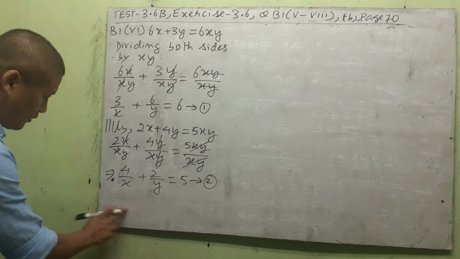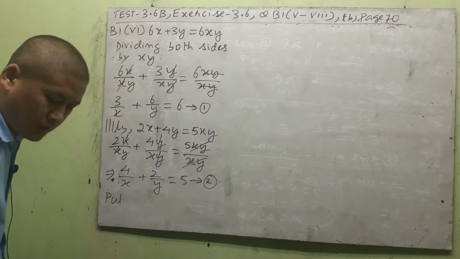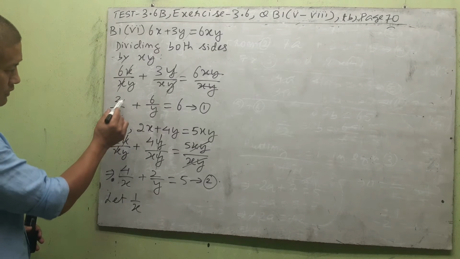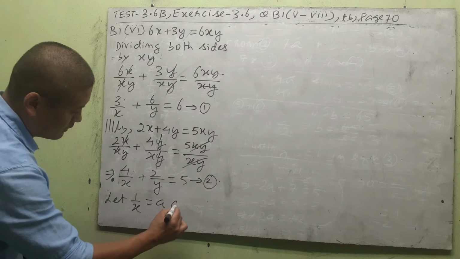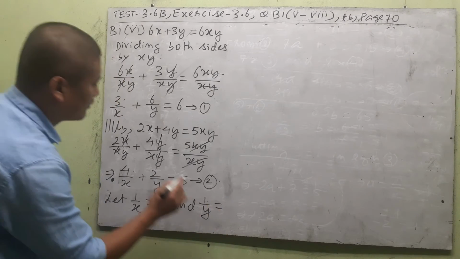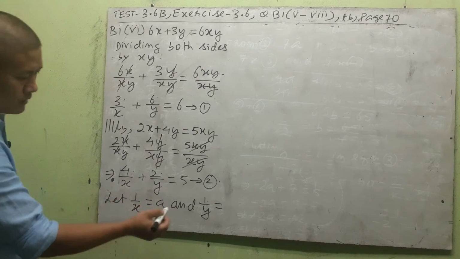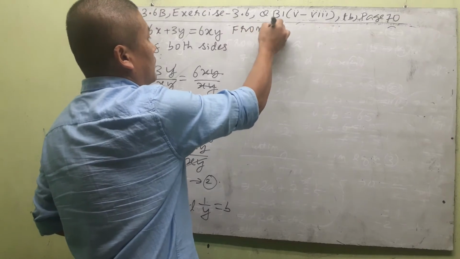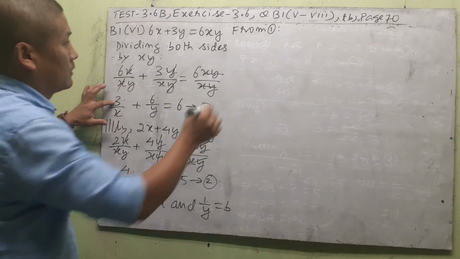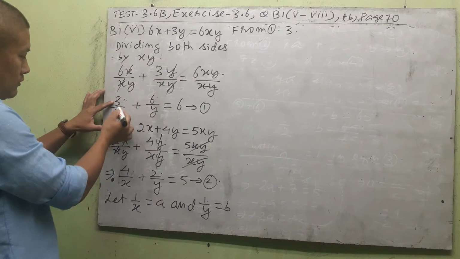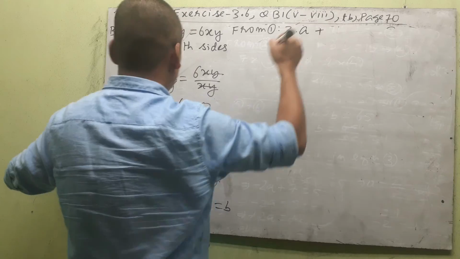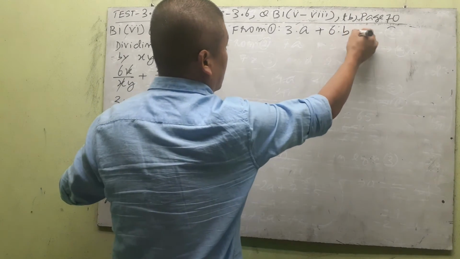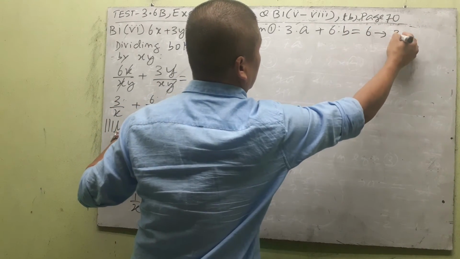Then we want to simplify to a normal linear equation format. Like we've been doing earlier, let 1 by x, which is a common pattern in both, be put as a, and 1 by y, which is now a normal pattern in both, be put as b. In such a case, from equation 1 we're going to get 3 into 1 by x put as a, plus 6 into 1 by y, b, is equal to 6. Equation number 3.